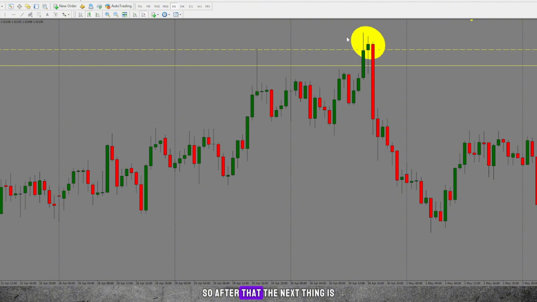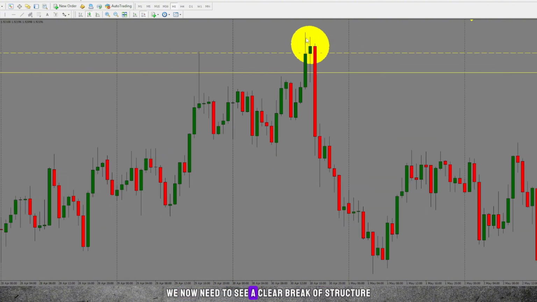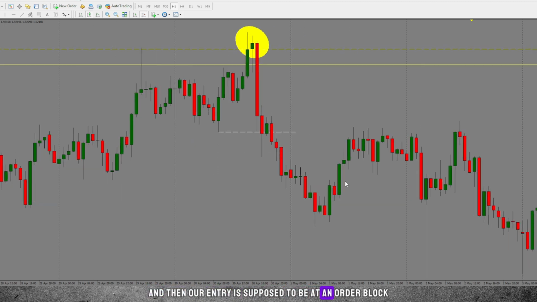So after that, the next thing is we now need to see a clear break of structure from a liquidity grab. If we can see the market creating this liquidity grab, and a break of structure that was issued at this particular point, then after that break of structure, we expect to see a shift of price. So I've just shown you creation of a liquidity zone, a grab of the liquidity zone, and a break of structure with a shift, and then our entry is supposed to be at an order block.